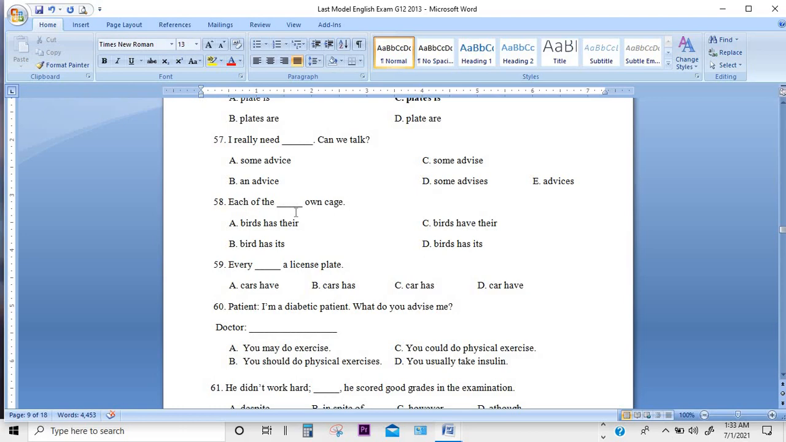So if we say "I really need some" advice, and if we say some, it should be advices, okay, because it is more than one. Some shows the noun being described is not a single noun but a plural noun. So if we say some, it should have been advices.